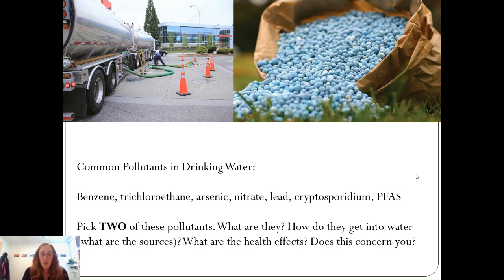So your final quiz question is that you're going to pick two of these pollutants. What are they? How do they get into water? What are the sources of those in water? What are the health effects? And then does this concern you? So you're going to have to do a little bit of your own kind of research and work to look at two of these examples from the list that I've given you.